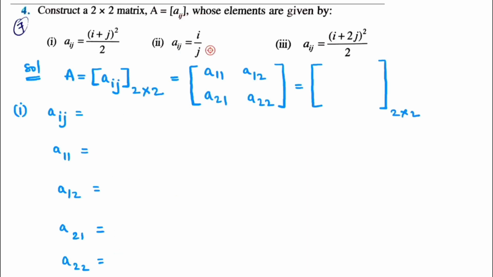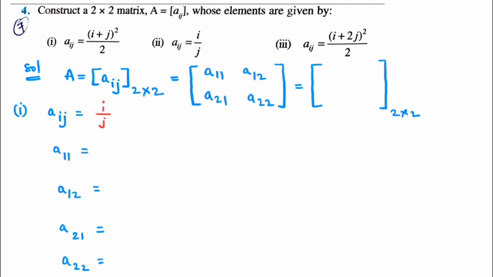Observe the second bit. What is Aij given? Aij is given as i by j. What are they asking? They are asking to construct a 2 by 2 matrix. That means they are asking to calculate this. Now we need to find A11 value, A12 value, A21 value, A22 value.